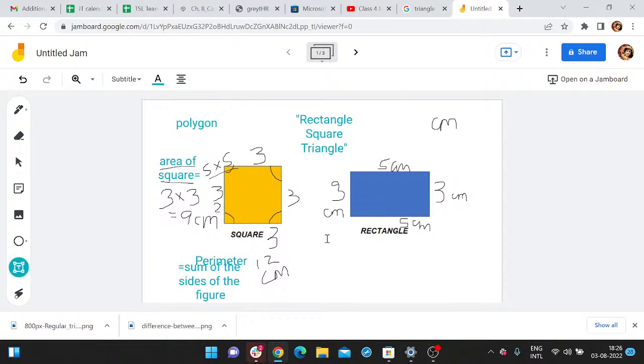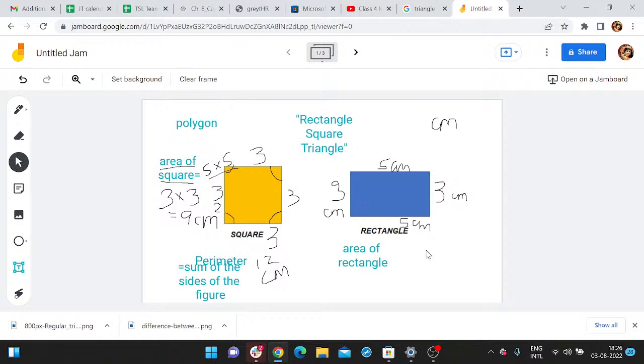So let me quickly write area here. Now, if we need to calculate area of the rectangle, the formula is, as I told you, in square, the formula was the side times side. But it did not matter much because every side was equal. So you just need to take that number and you need to times it by itself. You need to multiply it by itself.